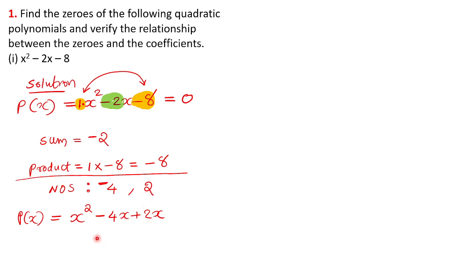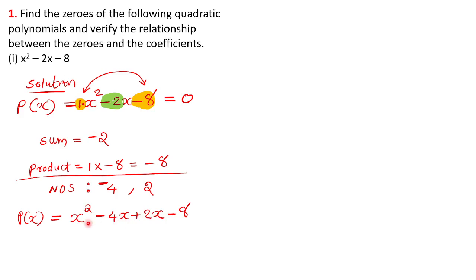This method is said to be splitting the middle term. Then minus 8 is there. You have to just write the last number as it is. After this, the splitting of the middle term, okay, this is the procedure. If you have any doubt, please repeat this video.